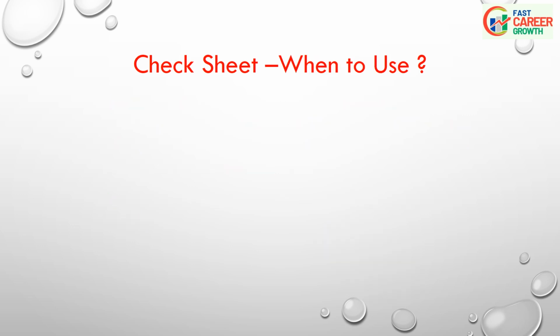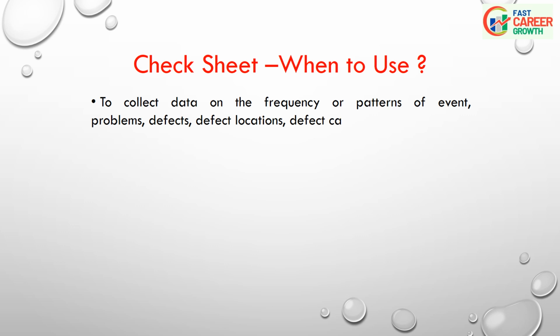A check sheet is a simple and effective data collection tool used in various fields, including quality control, process improvement, and data analysis. It is particularly useful when you need to gather data about the frequency or patterns of events, problems, defects, defect locations, or defect causes. To collect data on the frequency or patterns of events, problems, defects, defect locations, defect causes, etc. means check sheets are often used to record and track the occurrence of specific events or issues.